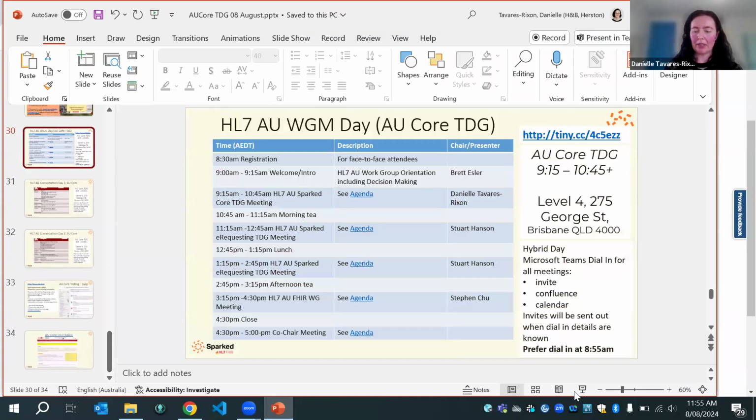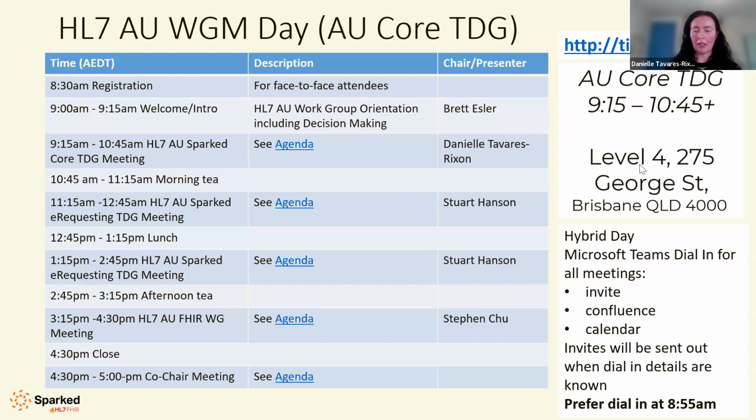Okay. So if you're coming in person, you will want to come to George Street. You'll want to go to level 4. It opens out into a nice open area, and you'll see the registration desk, and we'll direct you where to go from there, like which room we're in. And if you're dialing in, prefer 8:55, but otherwise you can just join at 9:15.